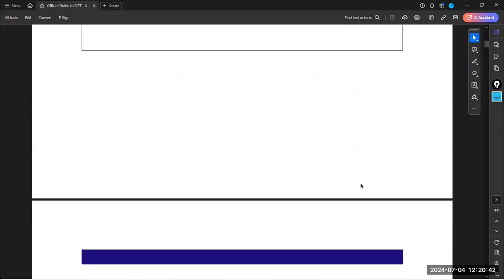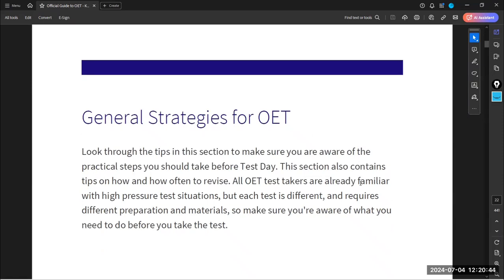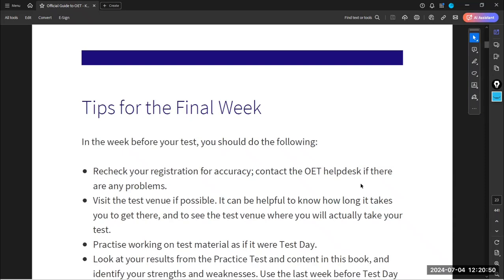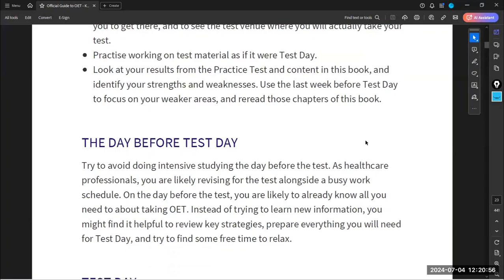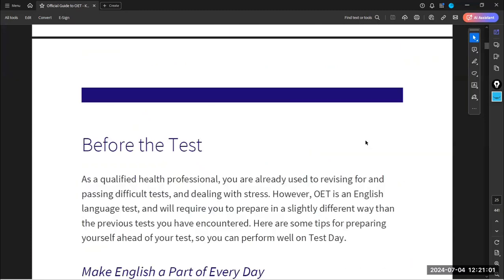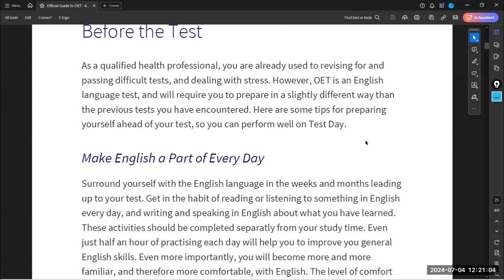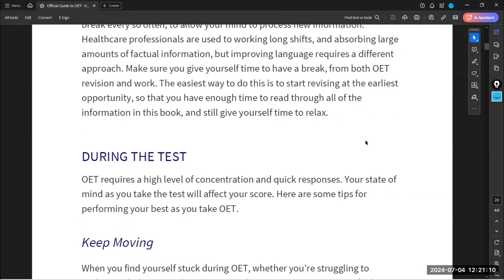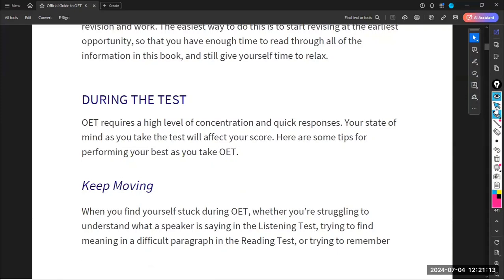Let me just scroll down. This is something you have to do yourself. General strategies: we have to discuss this during the practice, and tips for the final week, the day before the test day. After that, before the test, we don't have to lose our time discussing these things.